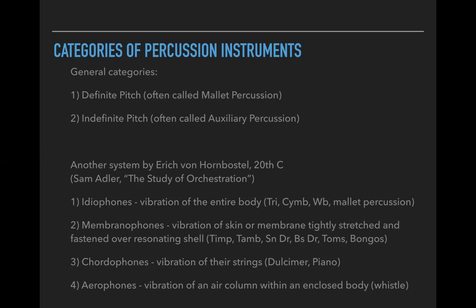It's worth noting that you could parse the various instruments another way, which is idiophones, membranophones, chordophones, and aerophones. Idiophones being the vibration of the entire body, meaning triangle, cymbal, woodblock, mallets. Membranophones, like it sounds, there's a membrane, the vibration of skin or membrane tightly stretched and fastened over a resonating shell, meaning timpani, tambourine, snare drum, bass drum, toms, bongos. Chordophones, which is the vibration of their strings, for example, dulcimer and piano. And aerophones, vibration of a column of air within an enclosed body, let's say the whistle or the conch shell, for instance.